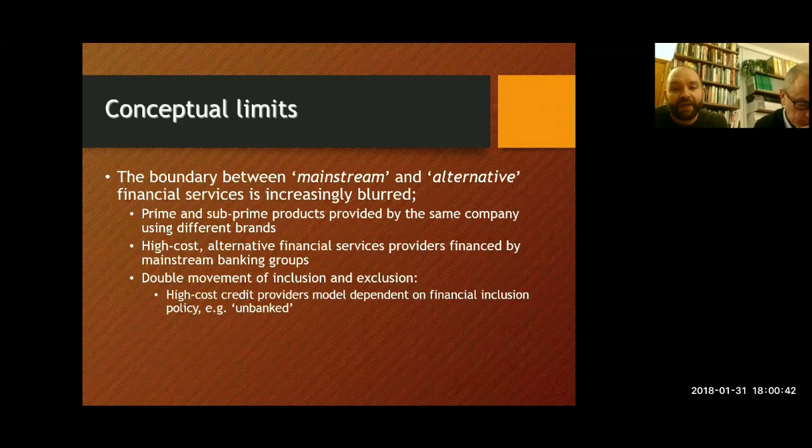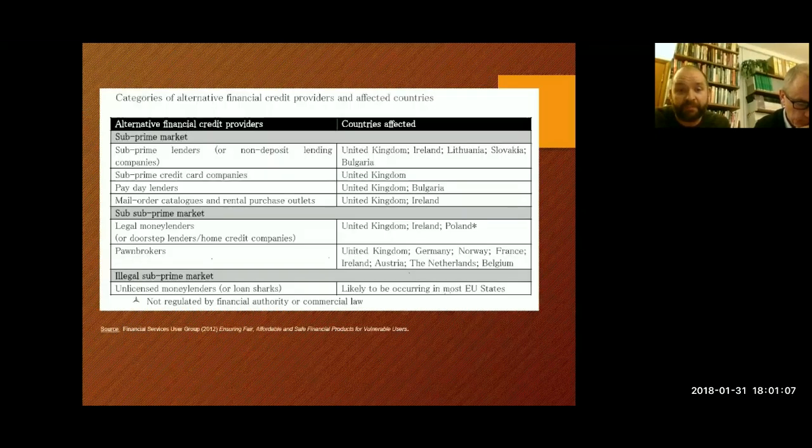This is also because, in the UK and in the global south, in terms of microcredit institutions, a lot of those alternative subprime organisations are actually dependent on financial inclusion policies and initiatives to open up new markets. So that raises all sorts of really interesting and important issues.